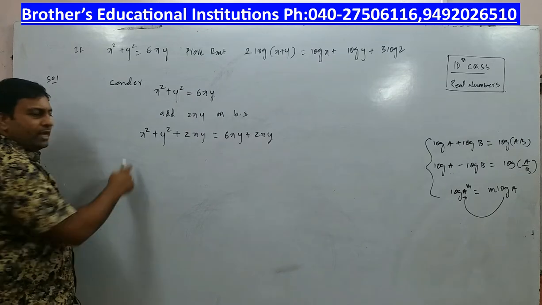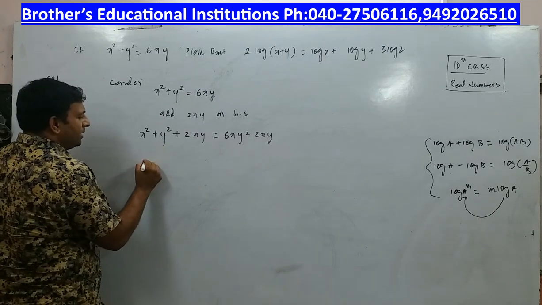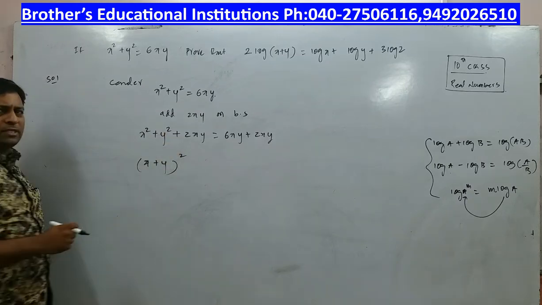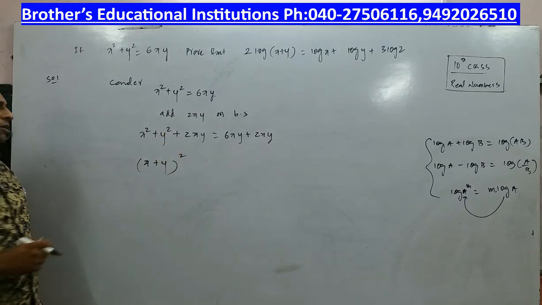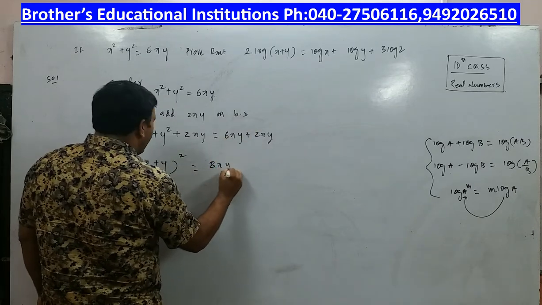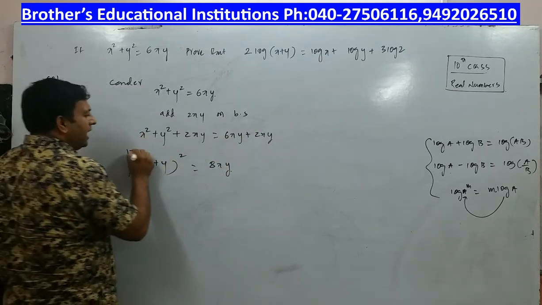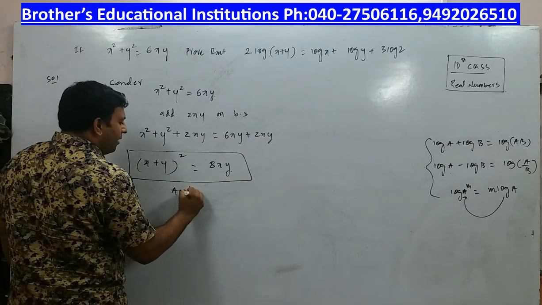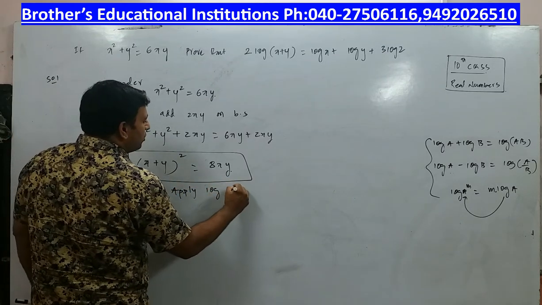So what do you get? x square plus y square plus 2xy is nothing but x plus y whole square. Is it not? It is a square plus b square plus 2ab, so it is a plus b whole square. And this is equal to 6xy plus 2xy, which is equal to what? 8xy.